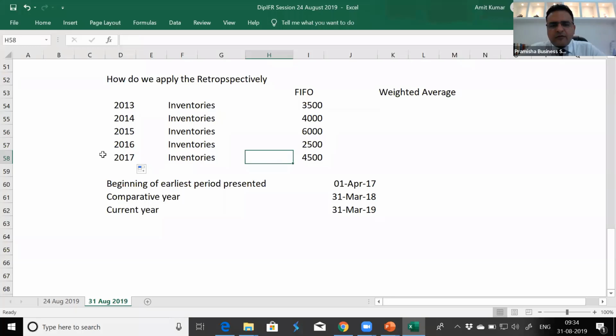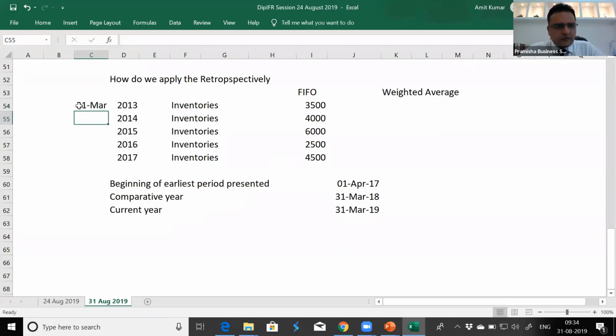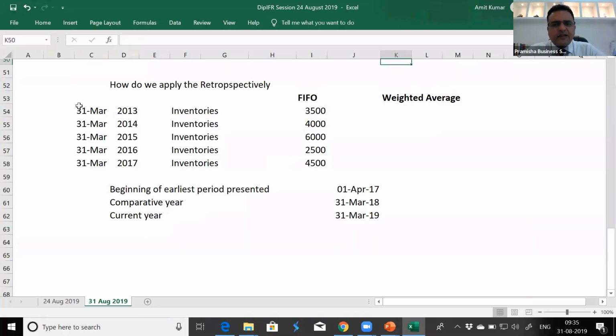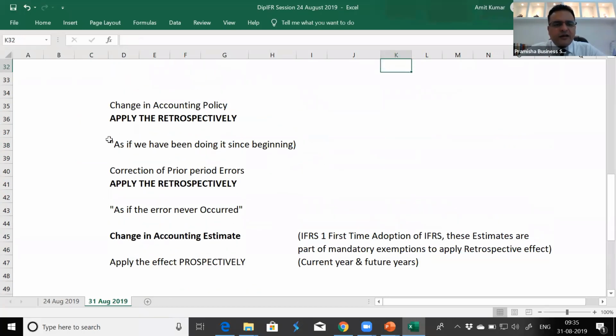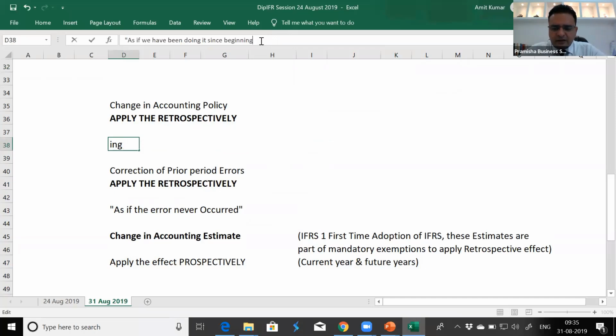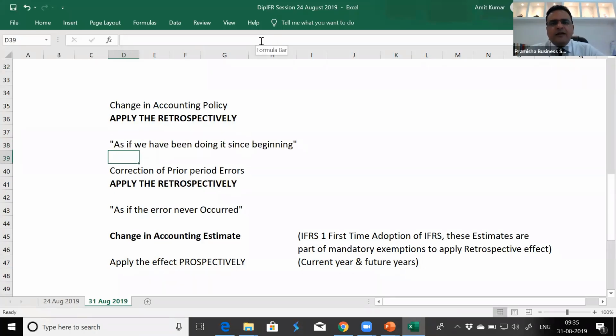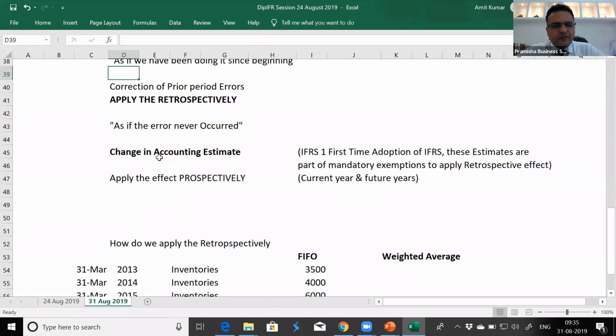So we have the balance sheet of 31st March 2017, which says that inventory was standing at 4,500. And we need to convert the balances into weighted average, and the requirement is that we apply the effect retrospectively, as if we have been doing it since the beginning. It means we'll go back and recalculate the inventories as if we have been applying weighted average since the beginning. There is a catch here that we'll apply the effect retrospectively as far as it is practicable to do so.